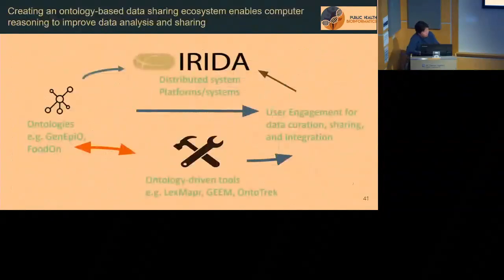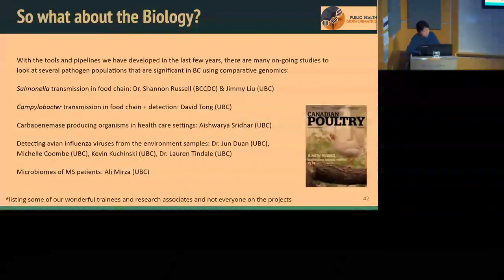Okay, so to sum up, basically we're trying to create an ontology-based data sharing ecosystem by building the analysis platform, by building the ontologies, the knowledge representation framework, by building tools that use these ontologies, but also by engaging the users and by engaging domain experts to help curate the information. And with the goal essentially to train computers to understand some of these concepts in order to streamline investigation. So last slide, what about the biology?